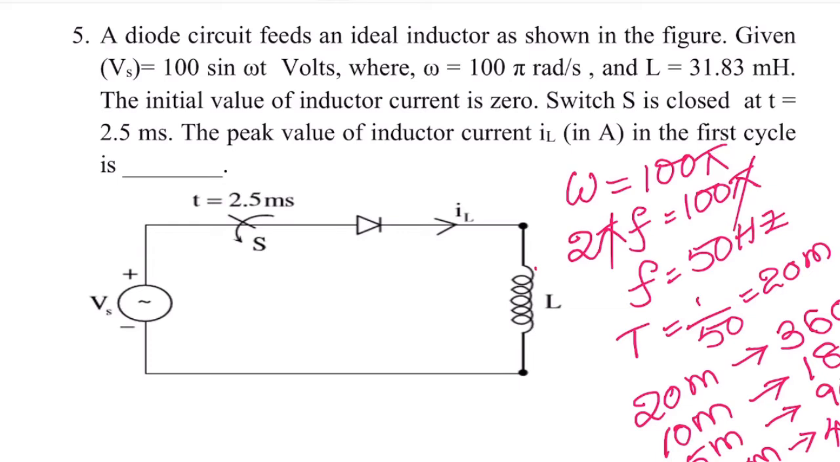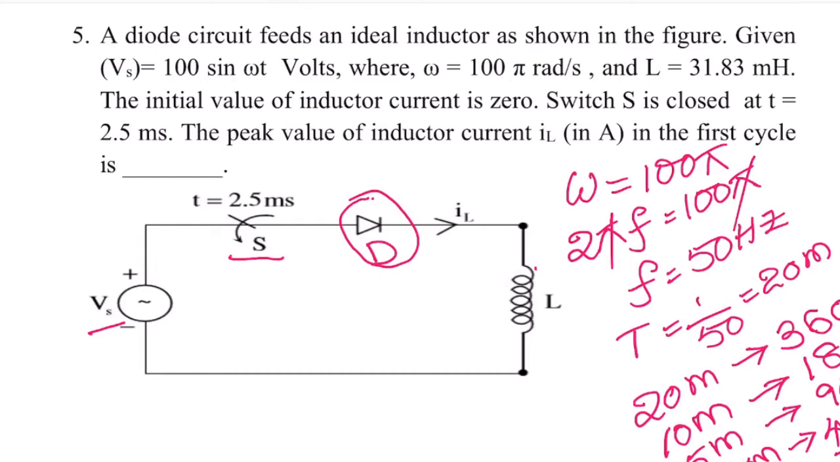If you look here, the supply voltage is sinusoidal. There is a diode and it is feeding a pure inductive load. Now, if you carefully observe, the diode has to start conducting from 0 onwards. But there is a switch here. If the switch is closed at 2.5 milliseconds, it means that it is indirectly started at 45 degrees.